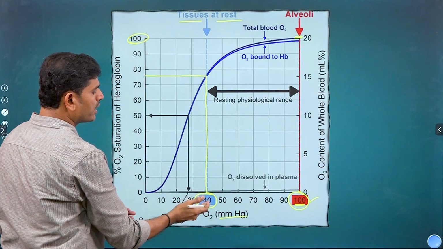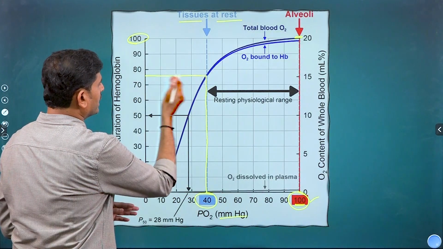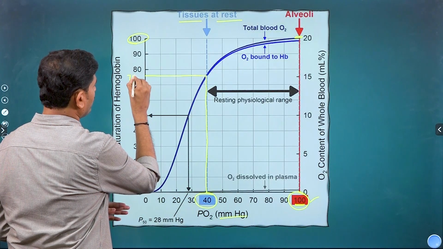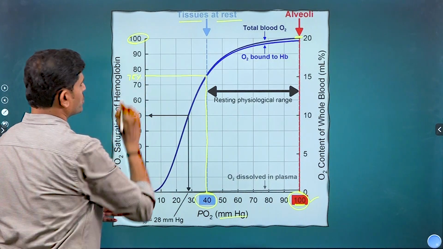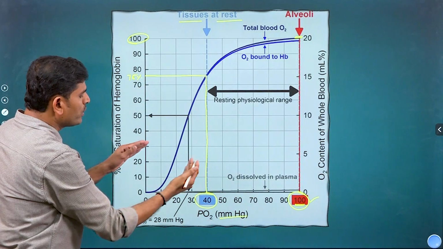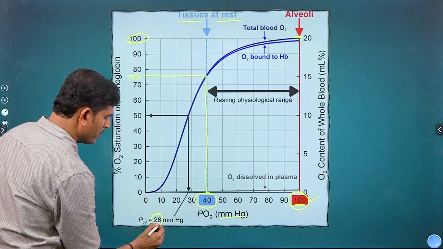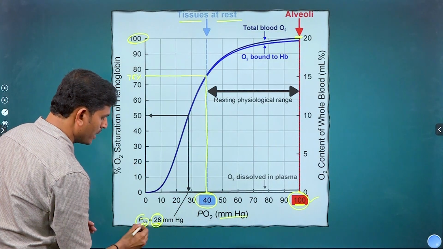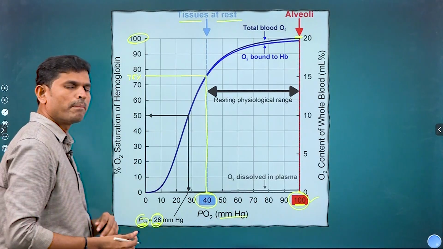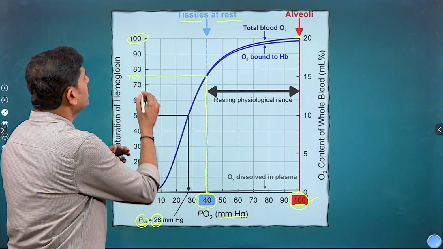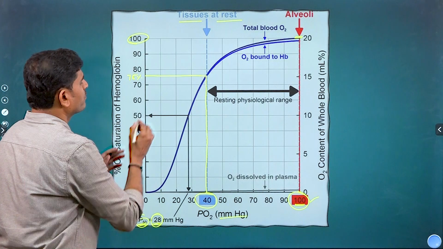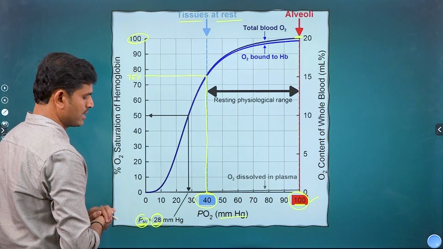PO2 of 40 indicates only 75% saturation here. And when we take it to nearly 28 mmHg, this is called the P50. P50 means the percentage of saturation of hemoglobin is 50. Simply, we can say 50% saturation.